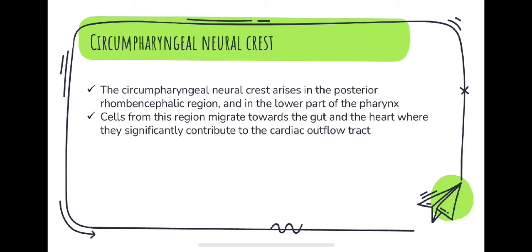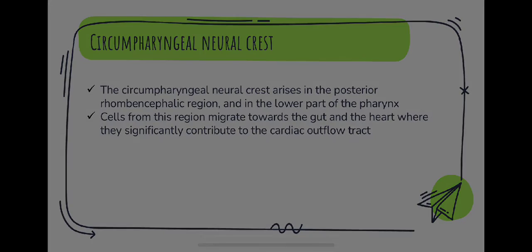The circumpharyngeal neural crest arises in the posterior rhombencephalic region, in the lower part of the pharynx. Rhombencephalon is the posterior portion of the brain including the cerebellum and brainstem. Also, it is a neural structure of the part of the nervous system.